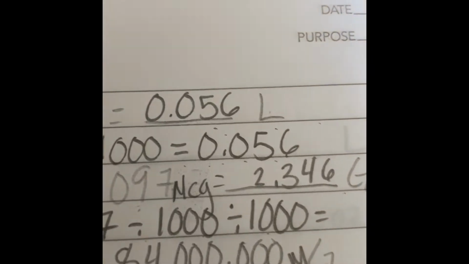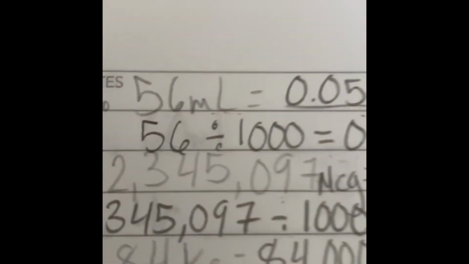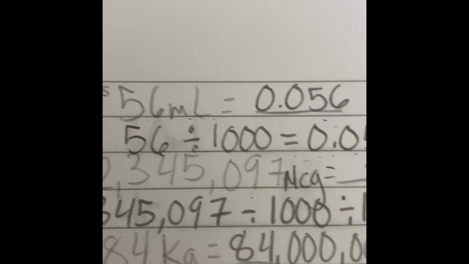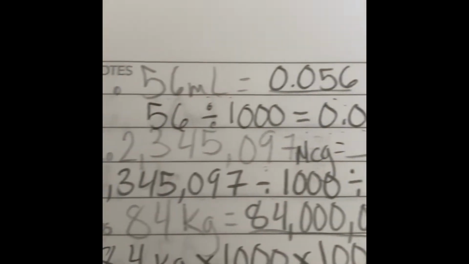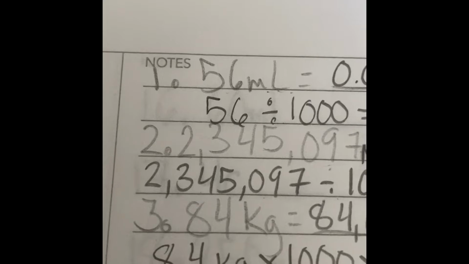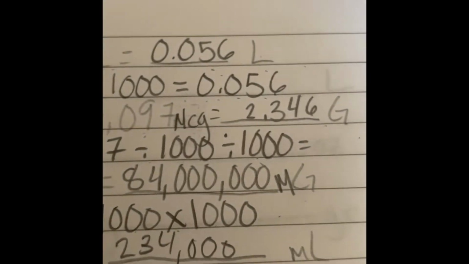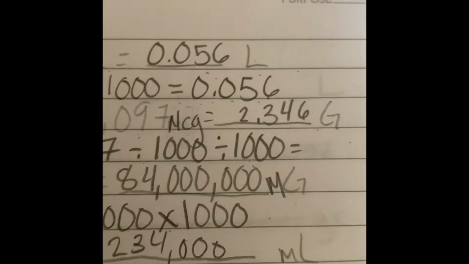Okay, so for number one, we have 56 ml equals 0.056 liters. I got the answer by doing 56 divided by 1,000, which equals 0.056. So for number two, we have 2,345,97 micrograms, which equals 2.346 grams.